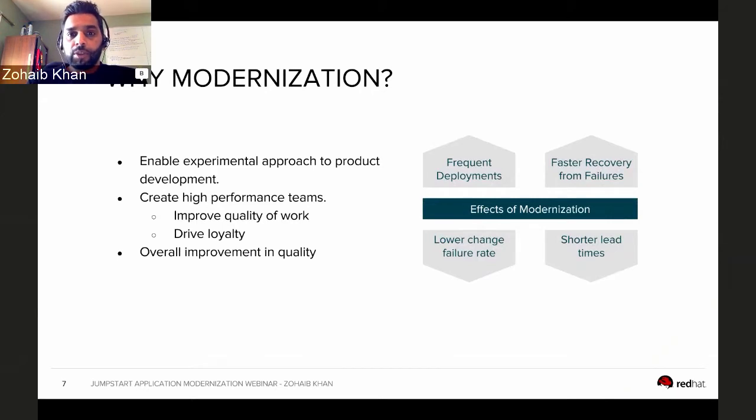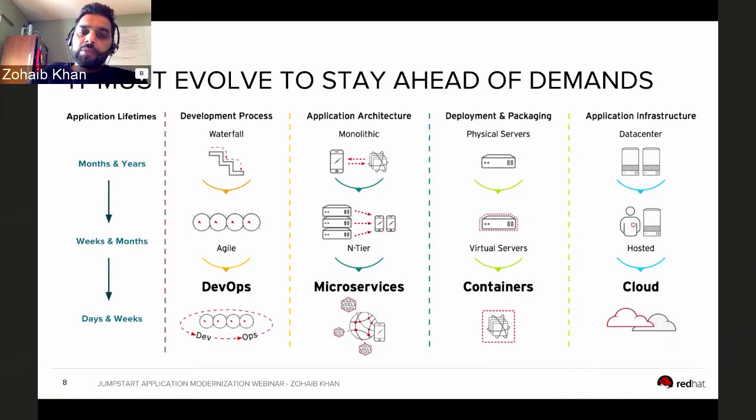So if the business comes up with an idea that they want to get out quickly, they really don't have to wait for 6 months. And then it also lowers the change failure rate. So these are some of the key benefits of why we should consider modernization. There are organizational aspects to it. It's not going to be just technology enabled, but the whole idea is that we use technology as the enabler and put a structure in place that would allow organizations to actually do it in a more structured fashion. So this is one of my favorite slides that I talk about with my customers.